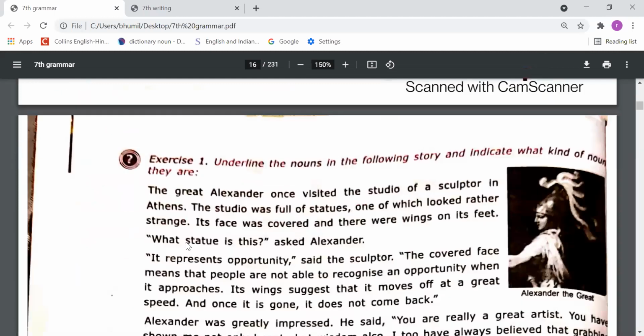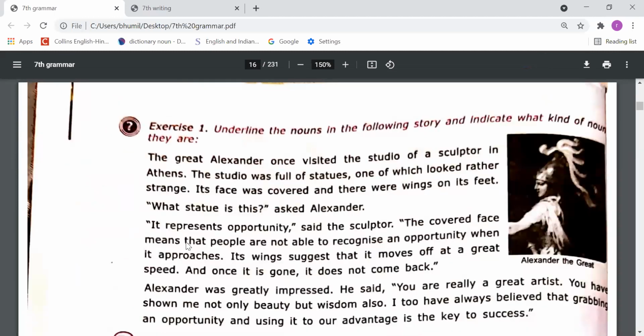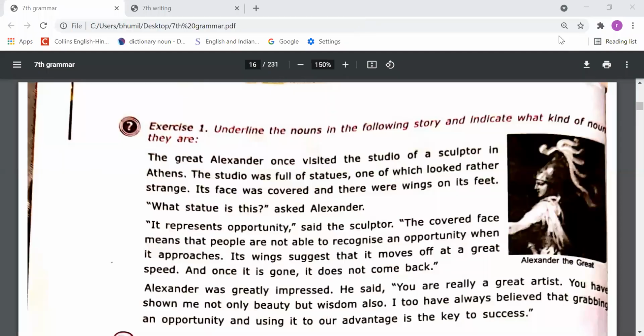Now let's come to the next exercise. So dear students, exercise number 1: underline the nouns in the following story and indicate what kind of nouns they are. So basically we need to read this passage and find out what the nouns are here. Secondly, we need to tell the type of those nouns. So we have to find the types and find the nouns. Let's read the passage.